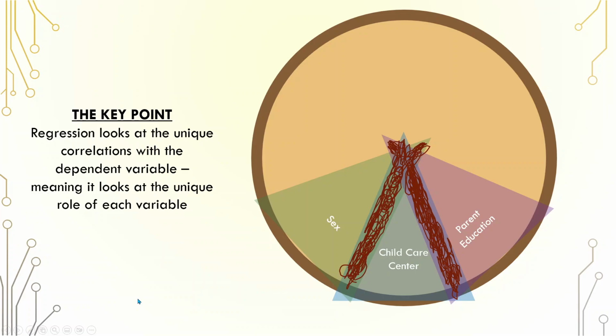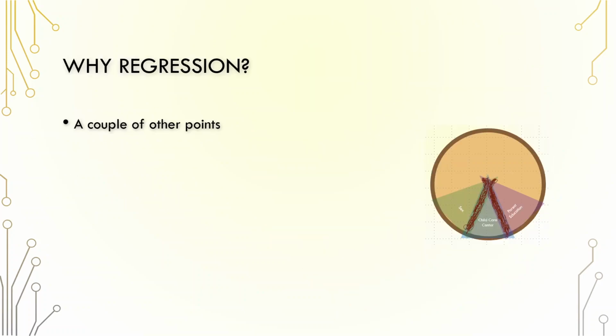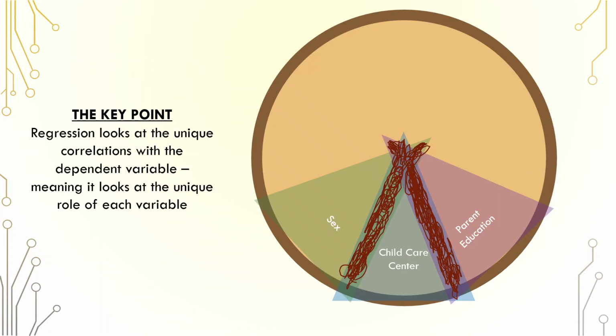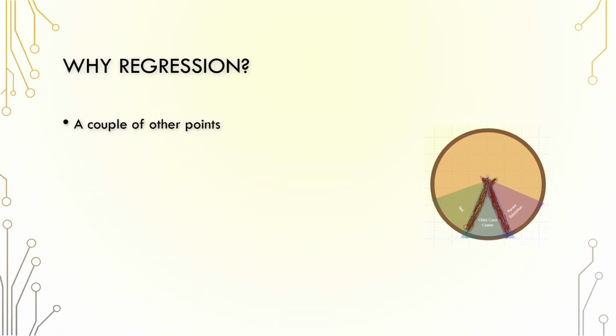So we're able to look at the unique role of each variable after accounting for the other variables, or controlling for them. This is why we often call variables control variables in a regression model. Okay, that's a really important concept. So if you're feeling uneasy about that, make sure you ask this in class so we can talk about it.